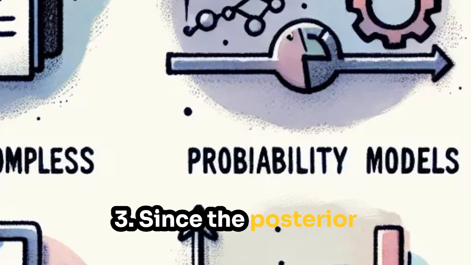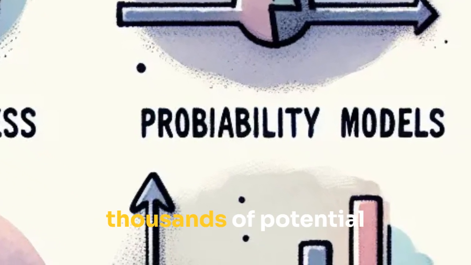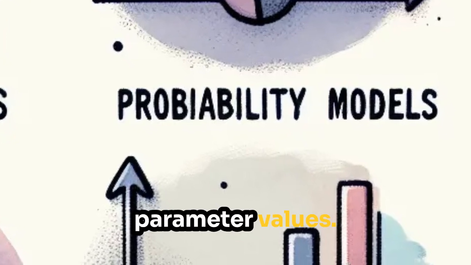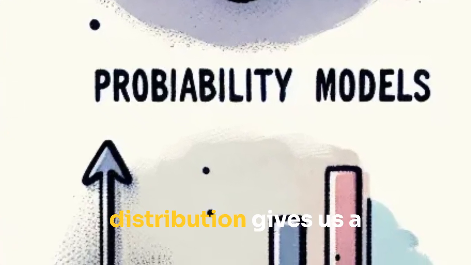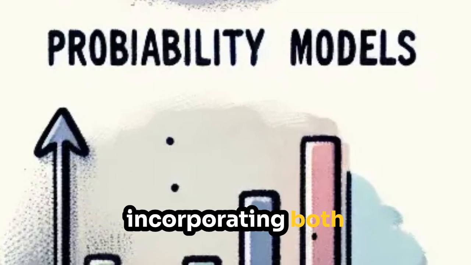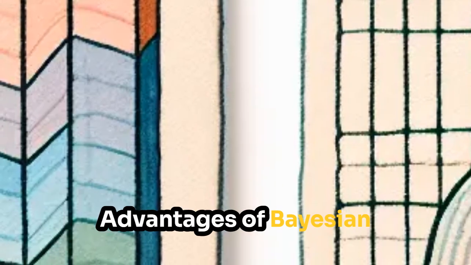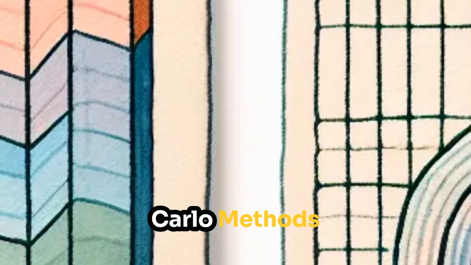3. Since the posterior distribution is complex, we use MCMC sampling to generate thousands of potential parameter values. 4. The resulting distribution gives us a more refined estimate of the drug's effectiveness, incorporating both prior knowledge and new evidence.